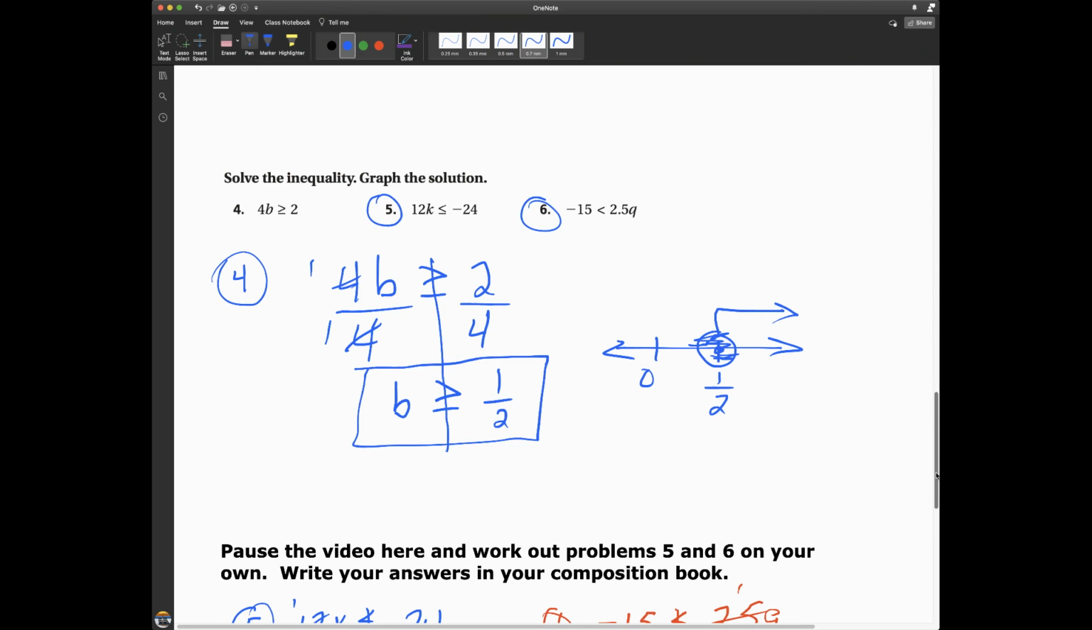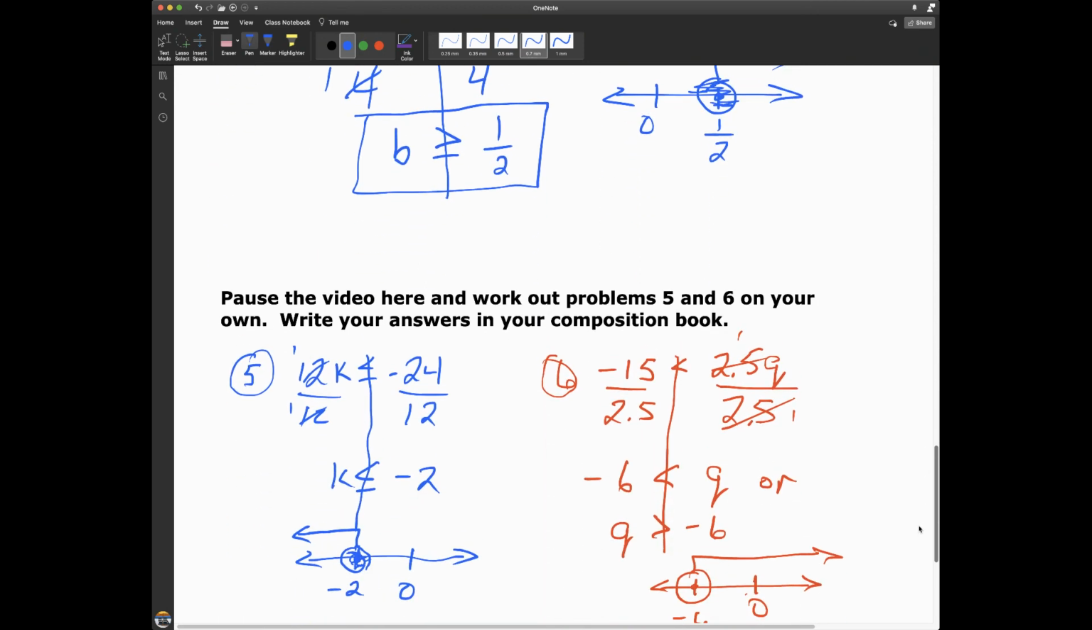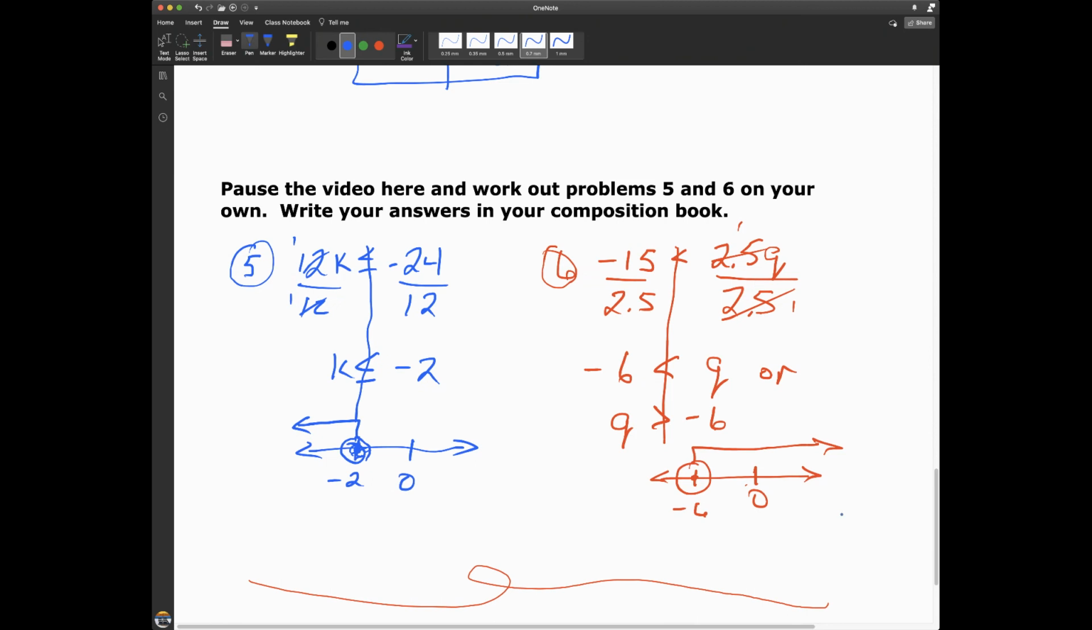All right, so we're back, and here is my work. Okay, so this was 12k is less than or equal to -24. I divide both sides by 12. There's my graph. Over here, -15 is less than 2.5 times q. Divide both sides by 2.5, and I end up with -6 is less than q, or q is greater than -6, and I graph it.